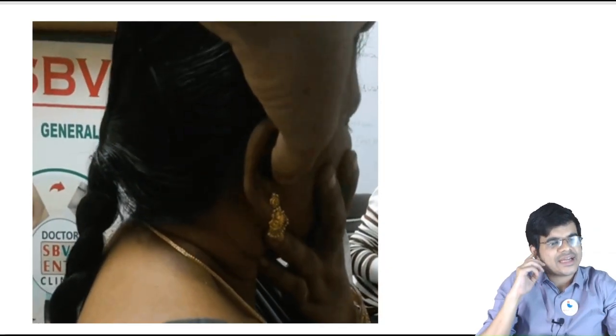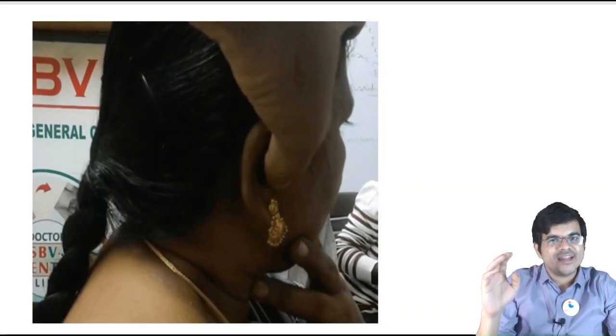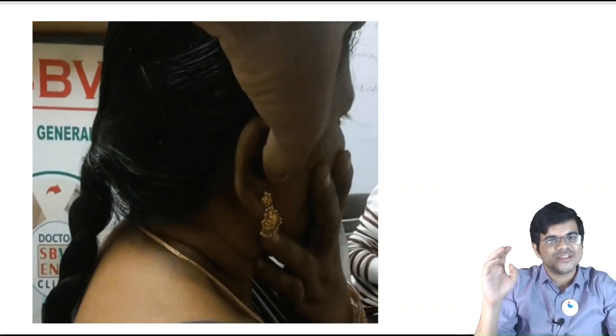Now, what is the telltale sign of otitis externa? How will you diagnose otitis externa? It is by the sign known as tragal sign. Okay, if you are going to press the tragus of the patient like this, the patient will wince in pain. Okay, that is what is known as tragal sign. You have to be very careful and gentle while examining a patient who is suspected of having otitis externa.